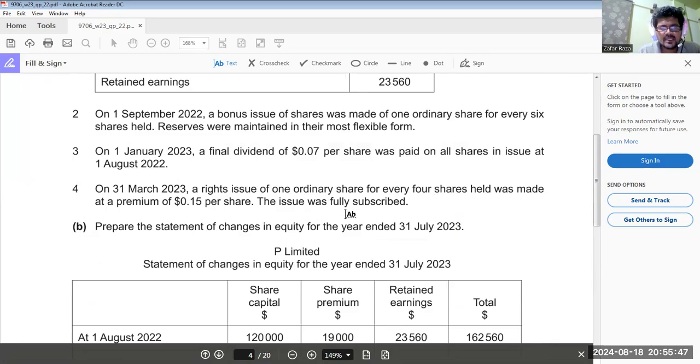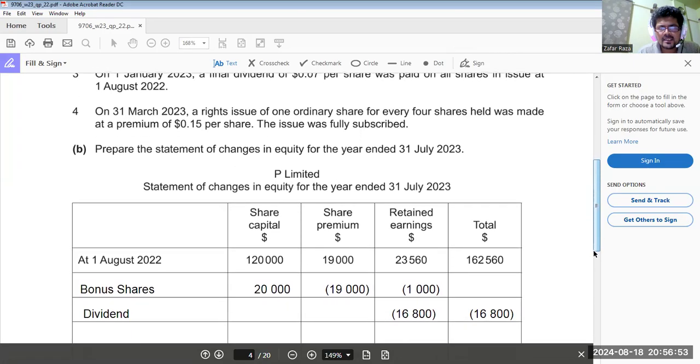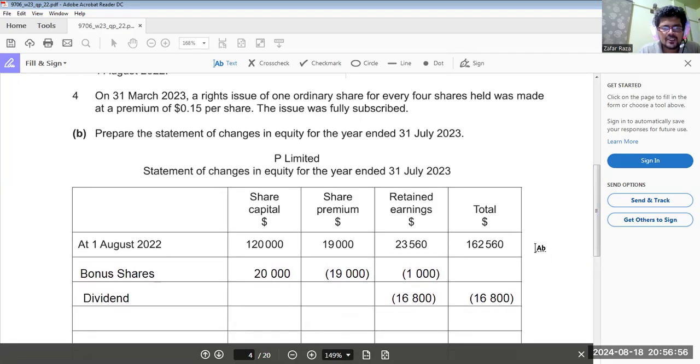Right issue means we are issuing 1 ordinary share for every 4 shares held, made at a premium of 0.15 per share. Okay, this we are getting something. Now, right issue means we are selling shares, which means we are receiving money for that. Now we have share capital of 1,40,000 after bonus issue. 120 plus 20, 140. 1,40,000, divided by 0.5. It means we have 280,000 shares.